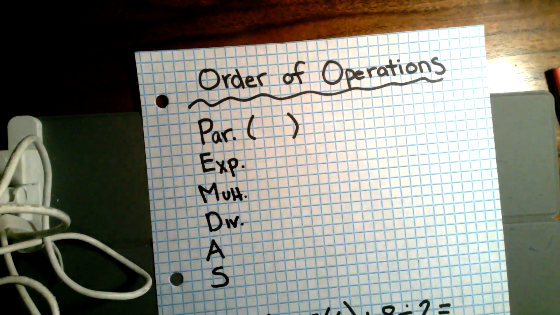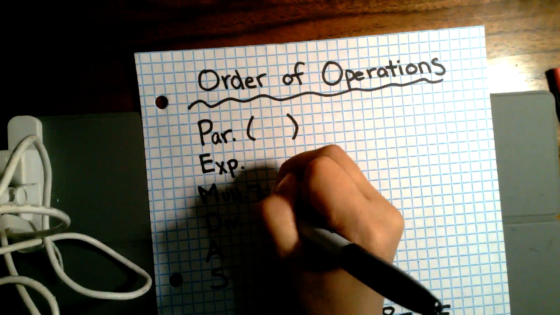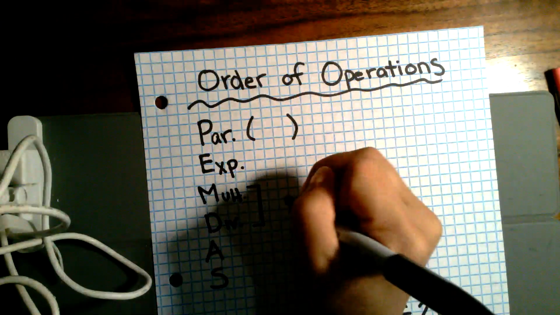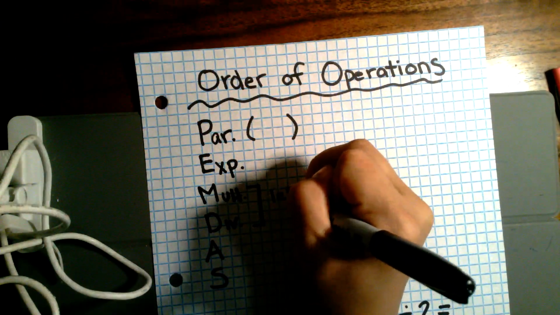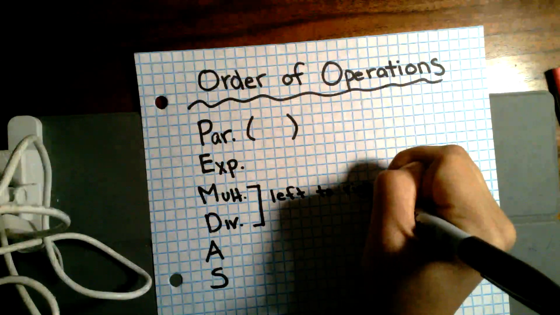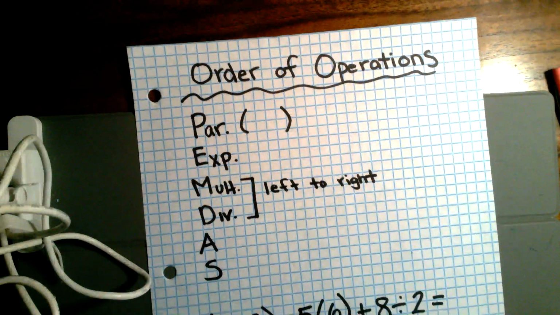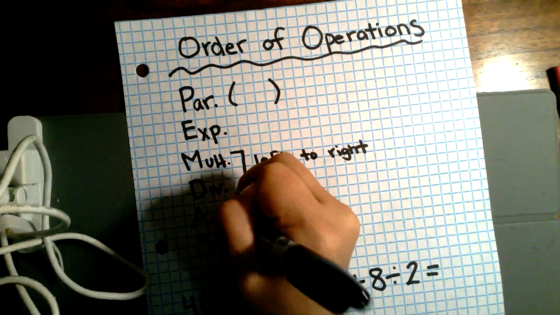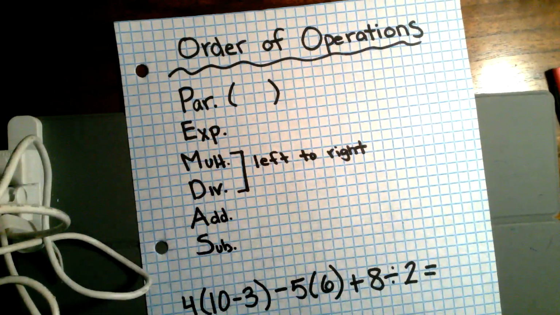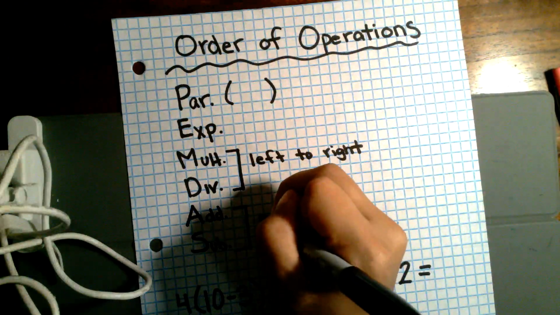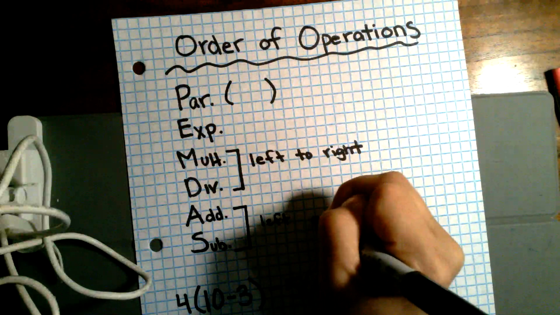You might be like, and what? Don't we do one first? Yeah, but when you have multiplication and division, the way you decide which to do is left to right. Which one comes first, going left to right? And then we have addition and subtraction. And addition and subtraction, same deal. Which one do I do first? Well, you go from left to right.